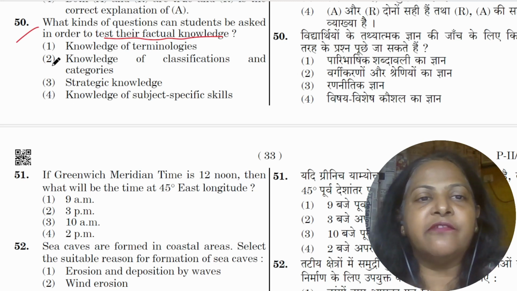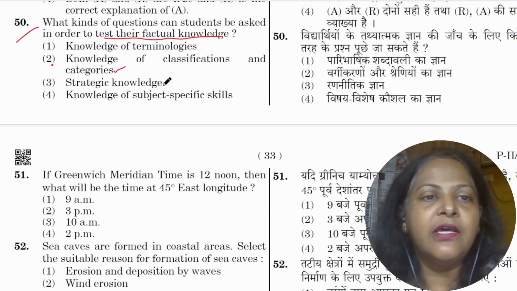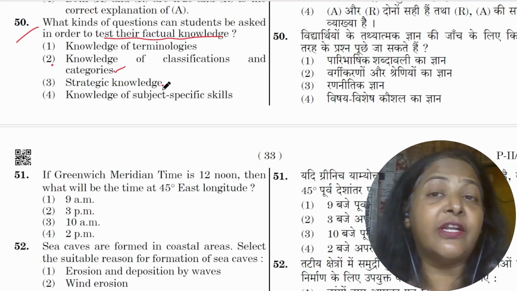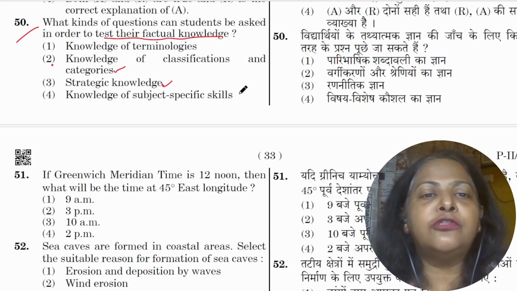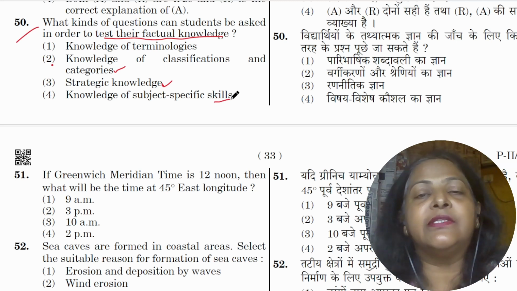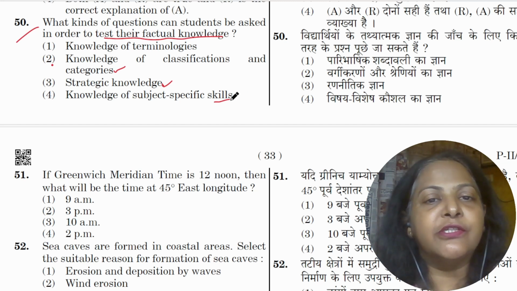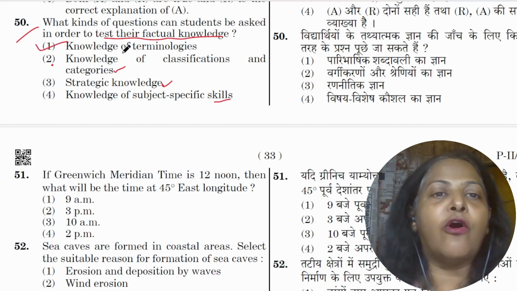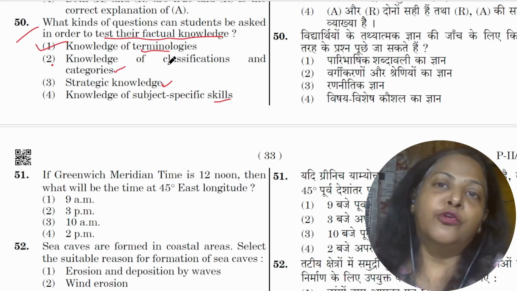So when you're talking about classifications and categories, you're talking about either understanding, or you can be even asking them to analyze depending on the level. Strategic knowledge is an analysis or an evaluation question depending on what level and what the teacher has actually taught. And knowledge of subject specific skills, so it could either be a psychomotor domain, for example the skill to make a map or something like that, or it could also be procedural knowledge. So the correct answer is knowing of terminology. So to know the terminologies, you are testing their actual knowledge. So these 2 questions have come from the direct Bloom's taxonomy.